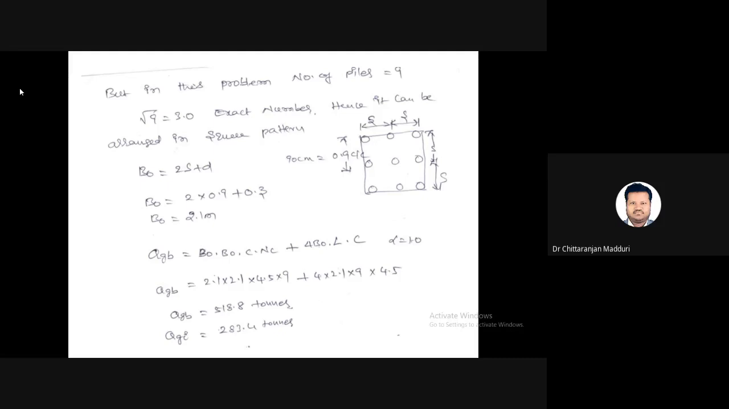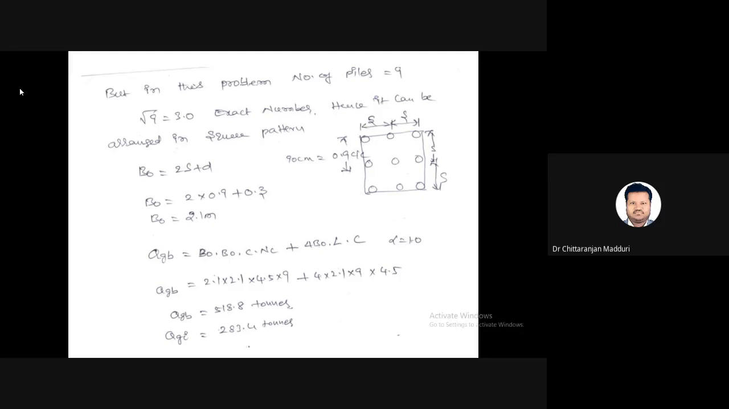So breadth of the group of the pile equal to 2S plus D. So 2 into 0.9 plus 0.3, where D is the diameter of the pile, 0.3 meters. So B naught is equal to 2.1 meters. So group capacity by considering block failure is equal to area of the group at the bottom. It is a square failure, so B naught into B naught.